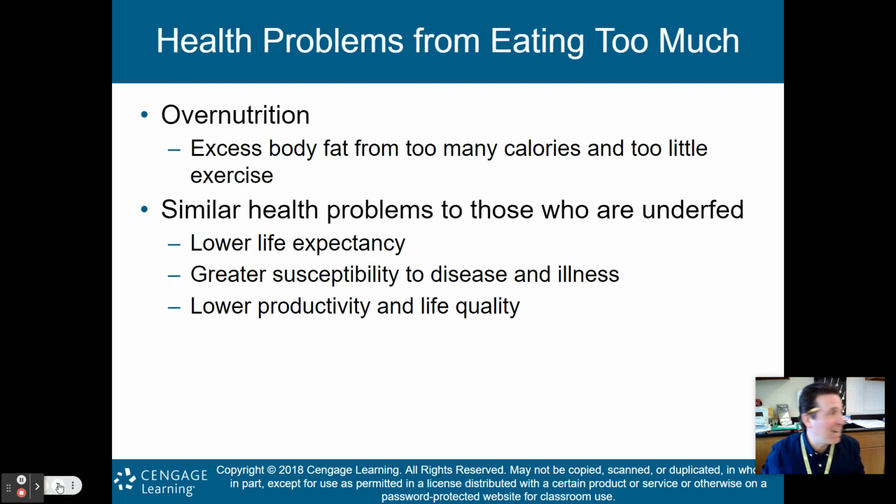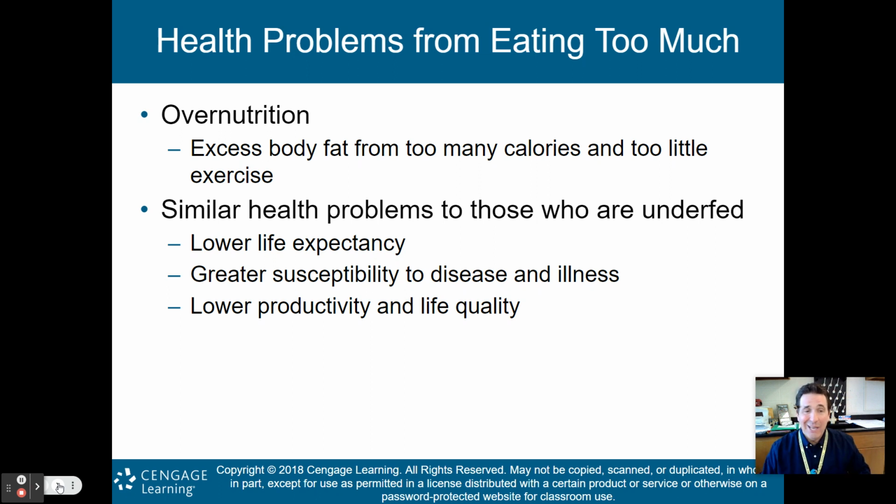On the flip side, right, what are the health problems from eating too much? Kind of just what I talked about a couple of minutes ago. Overnutrition is excess body fat from too many calories and too little exercise. And unfortunately, in our well-developed countries like here in the U.S., many people have a problem with overnutrition. And believe it or not, you have similar health problems if you eat too much to those who don't eat enough, right? You have a lower life expectancy, greater susceptibility to disease and illness, and lower productivity and lower life quality. So again, eat too much, eat too little, kind of leads to the same problems.